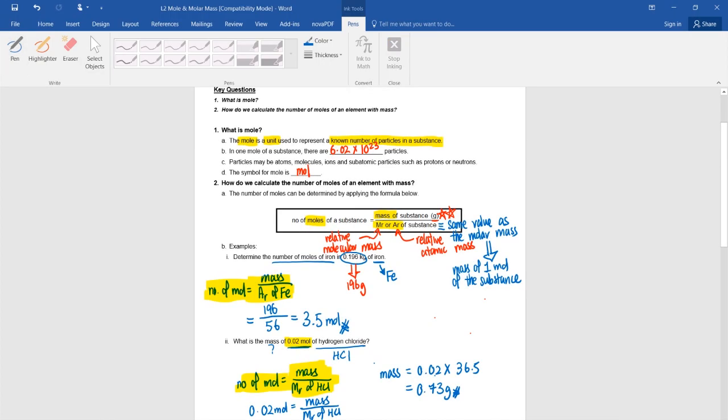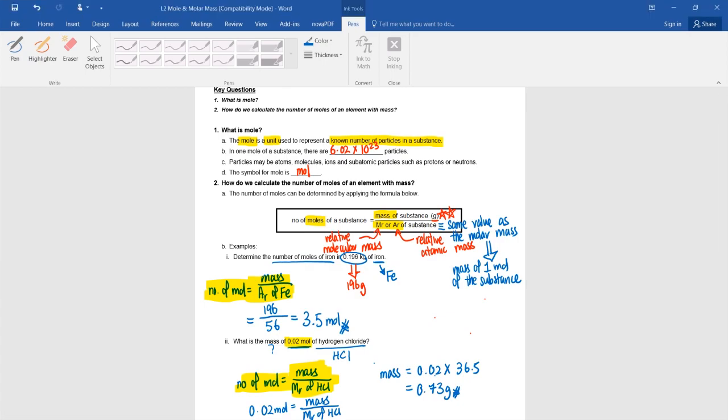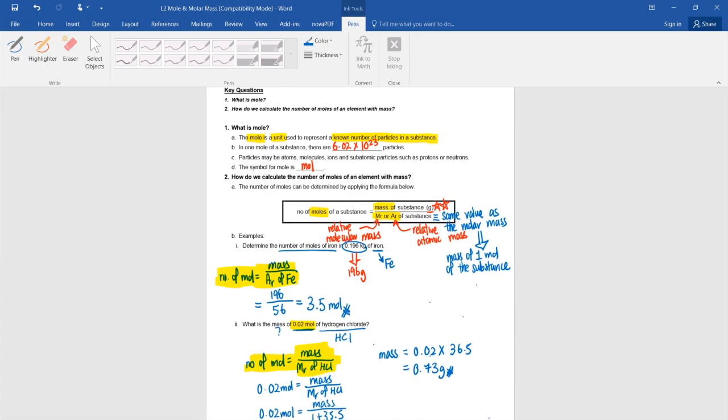Alright, so with that, we have come to the end of this first part of the video on mole concept. So as you can tell, what do you really need to know for this particular topic? First of all, you must understand how the equation works. Then through practice, you should be able to learn how to manipulate the equation to help you find out what you want.